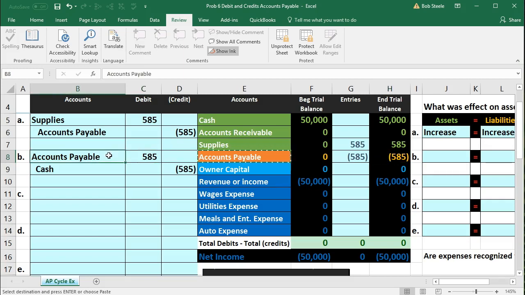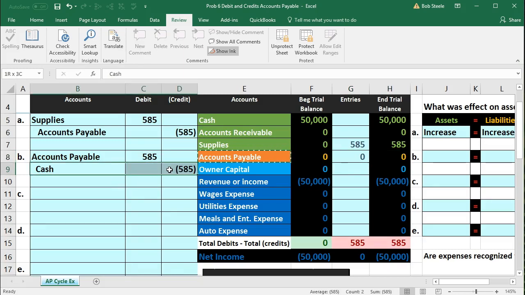So let's post this out. I'm going to post the accounts payable. That's in cell G8. Something is in it. Therefore, I'm going to double click on it, go to the end of it and say plus, and then point to that 585 right there. So it's going to go down to 0 here and put us out of balance once we hit enter. So it decreases it back down to 0.